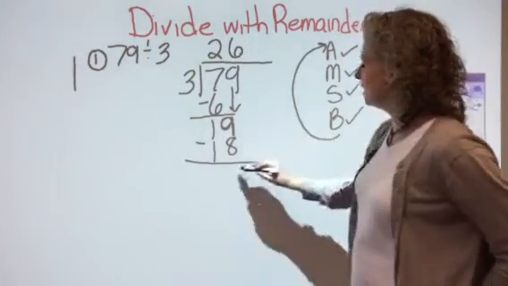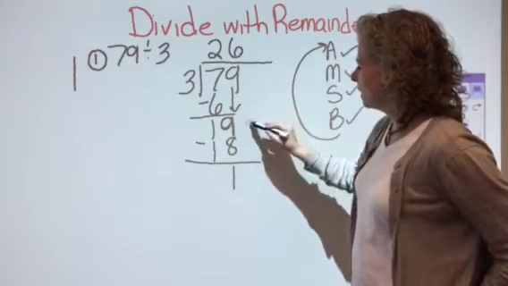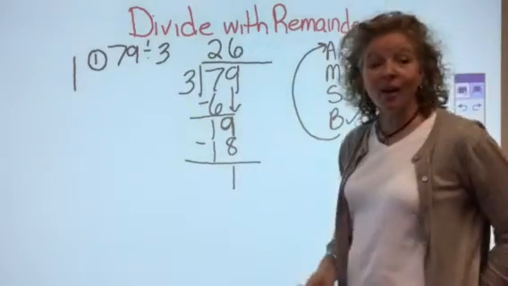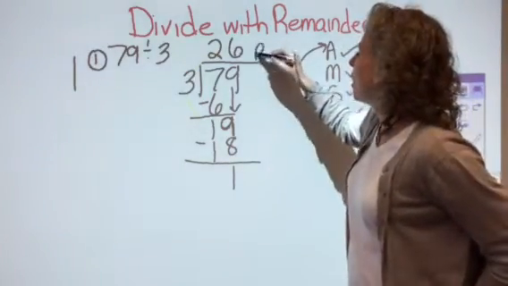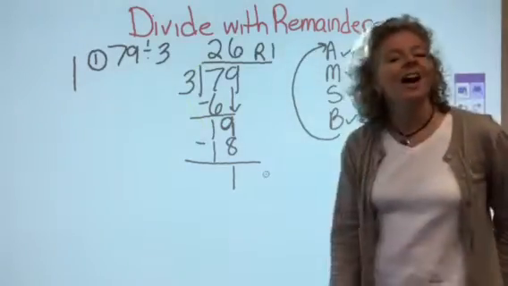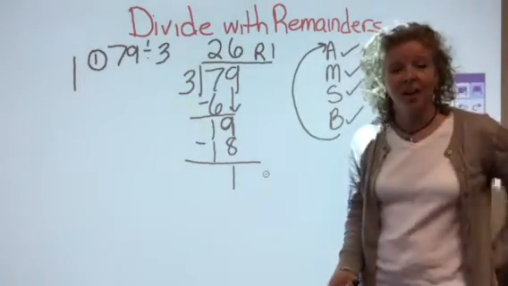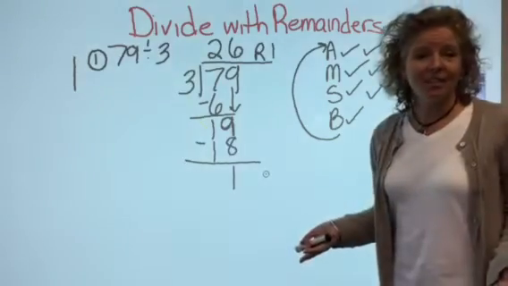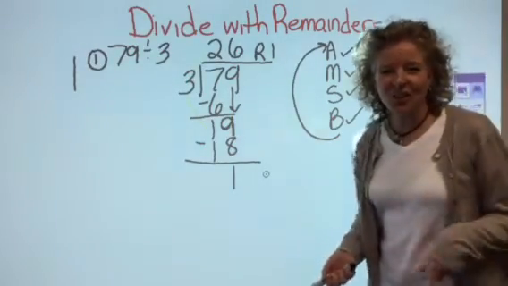19 minus 18 is 1. There's nothing to bring down, so now I know I'm finished. R1. I have a remainder of 1. That's long division. That's all we have to do. I'm going to give you another couple examples.